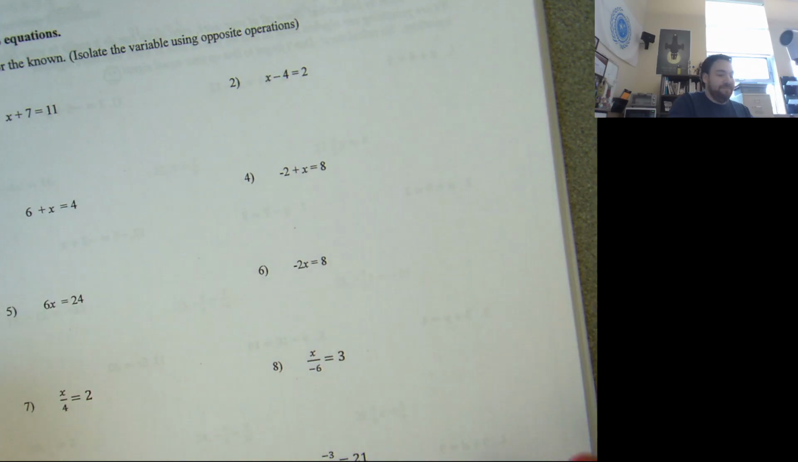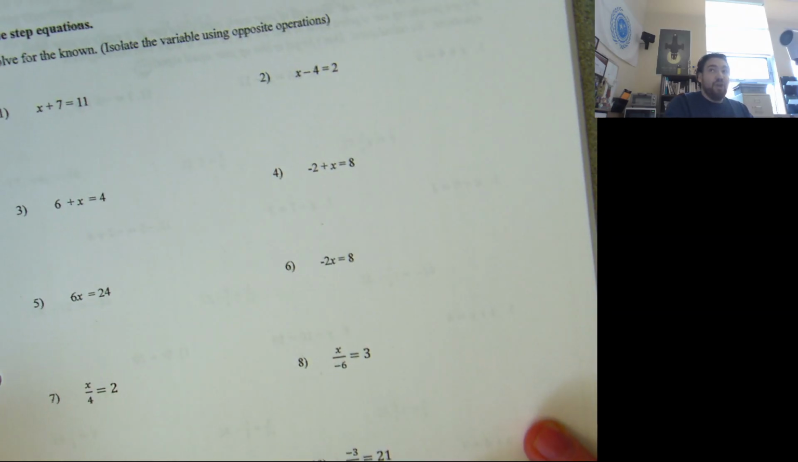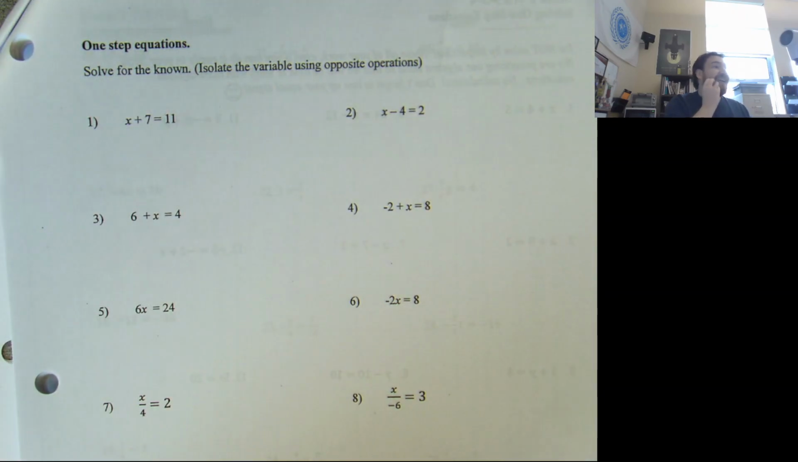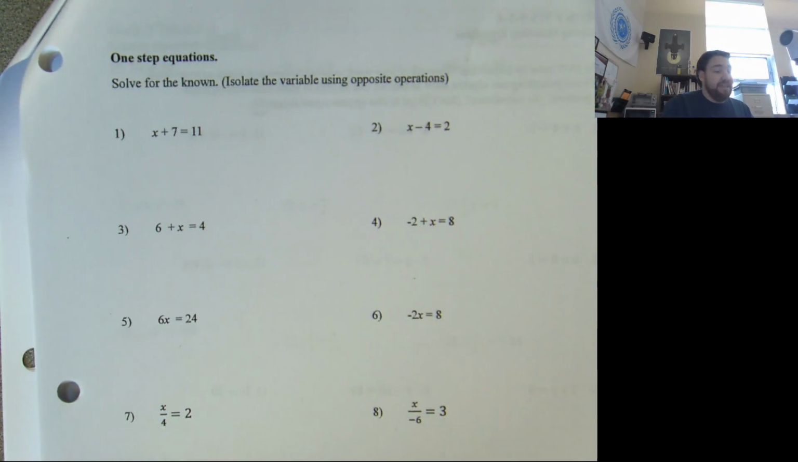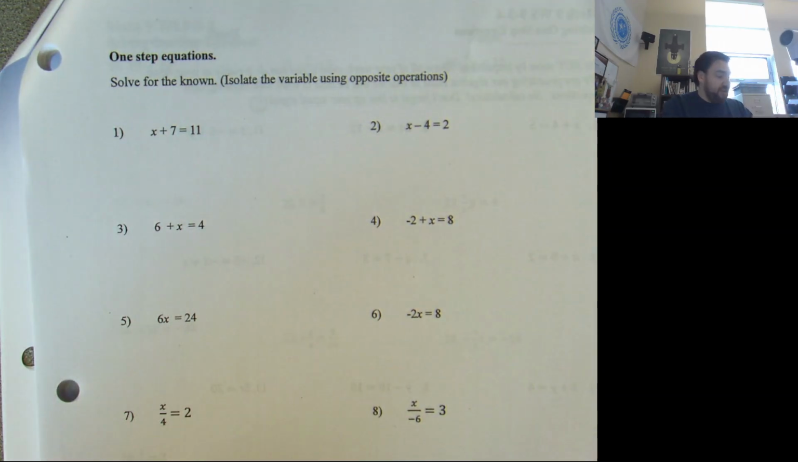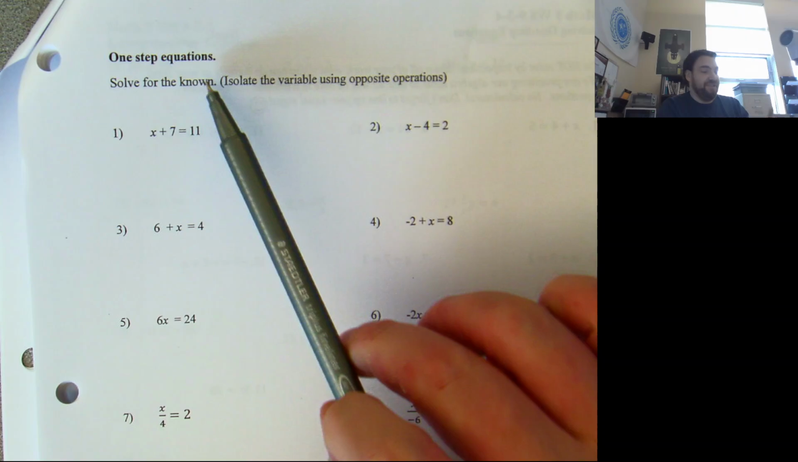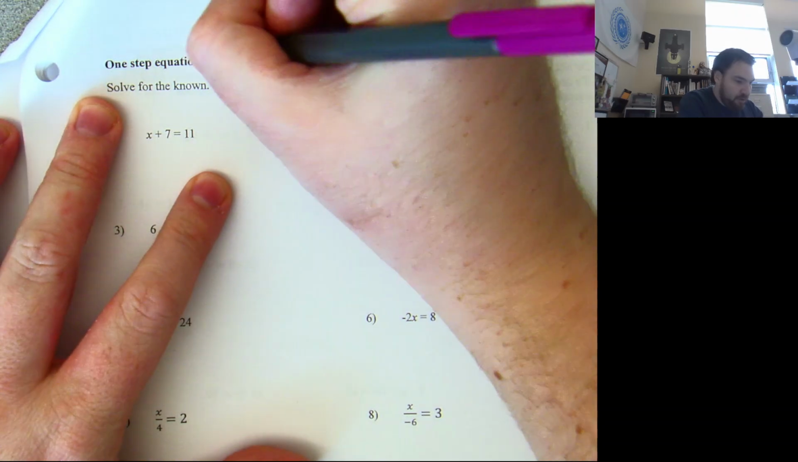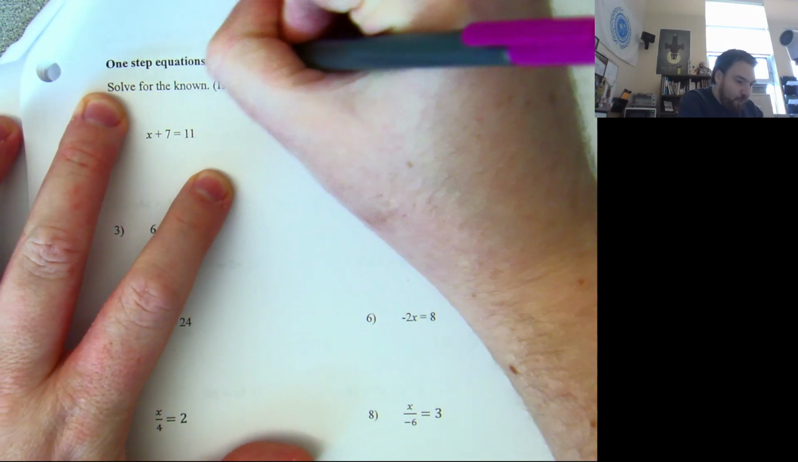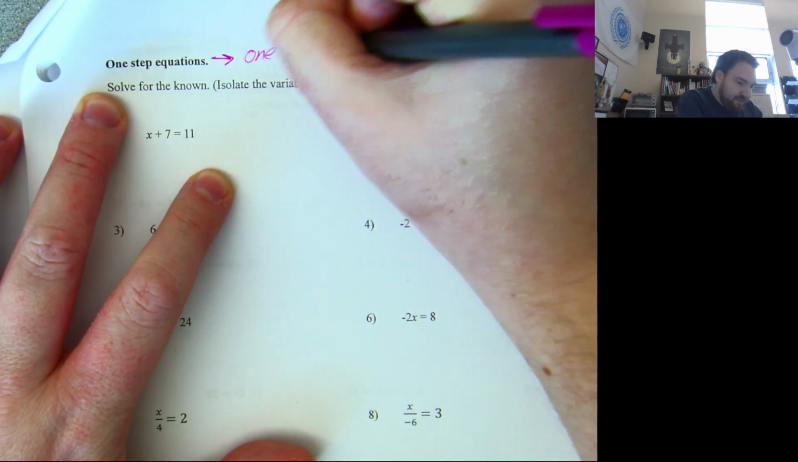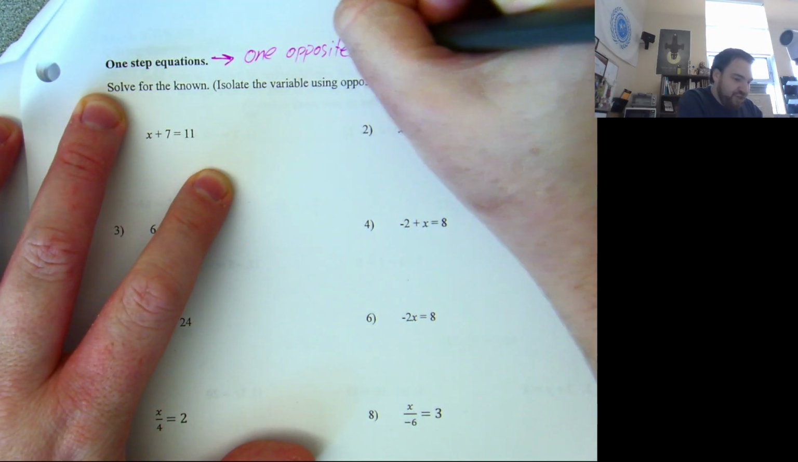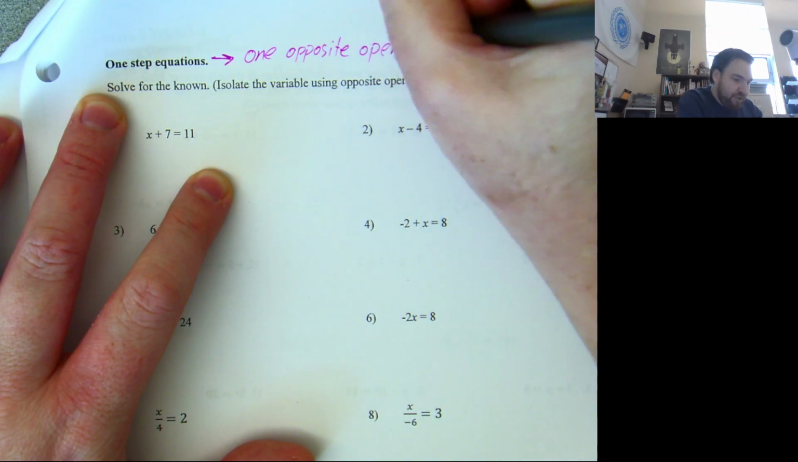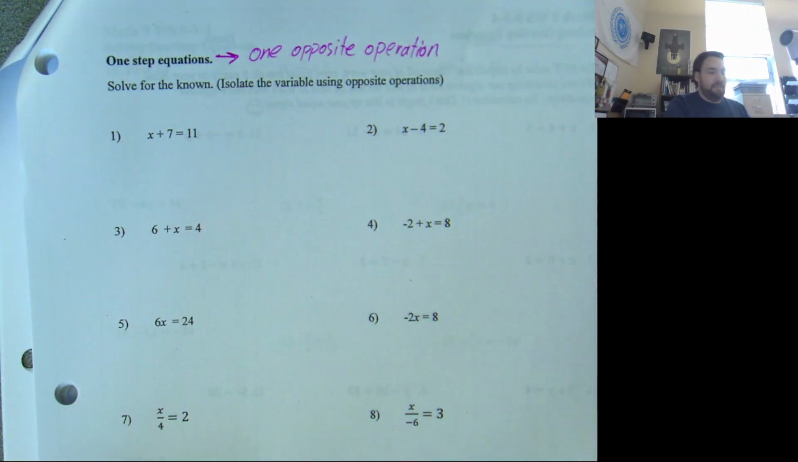Okay, here we go. We're going to start with simple style questions. So this first kind of question is called a one-step question. In a one-step question, all you will ever need to do is one opposite operation. You will need to do one thing.